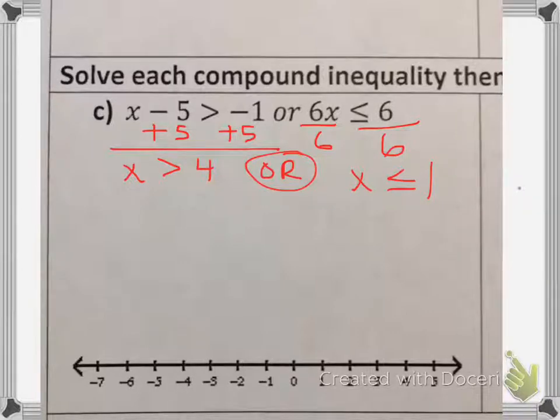So now I'm just going to graph both of those on the same inequality. I know it's an OR, so I'm going to have two different graphs going opposite directions. X is greater than 4. So open circle, greater than 4 is this direction. And then x is less than or equal to 1. So equal to 1 is a solid dot, and then less than or equal to is this direction. So my graph looks something like that.